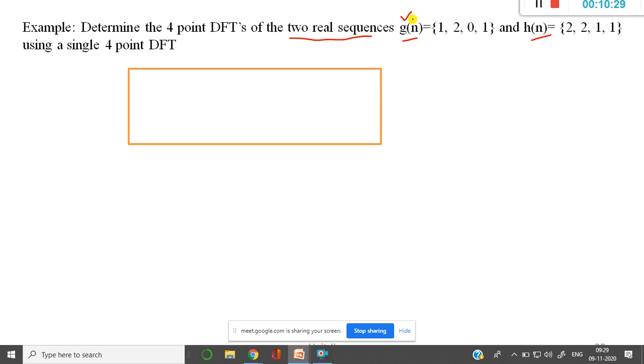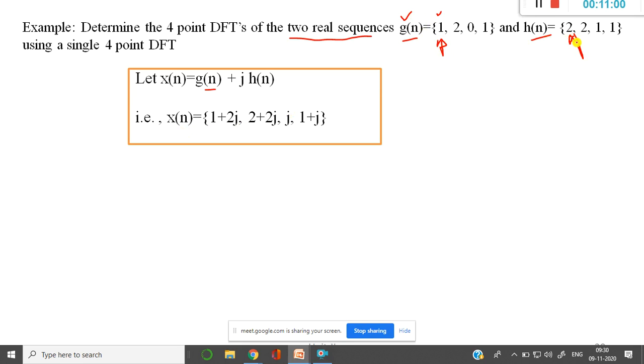Now what is the first step? I should combine x of n as g of n plus j times h of n, right? So x of n equal to g of n plus j times h of n. If I combine those two, what will be my x of n sequence now? For n equal to 0, what will be x of 0? X of 0 is nothing but the first element of g plus j times the first element of h. So therefore it is 1 plus 2j.